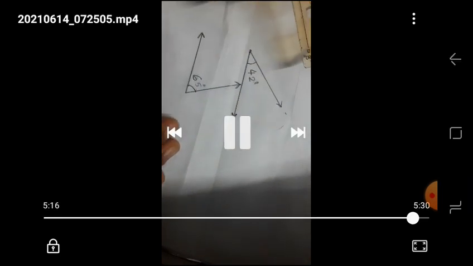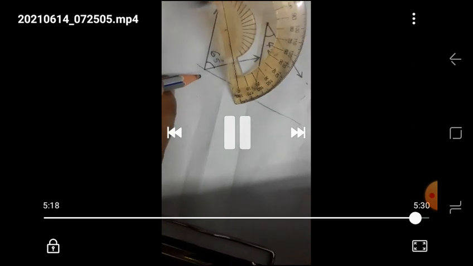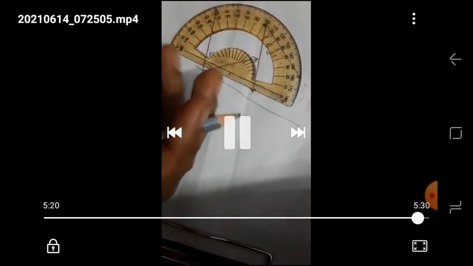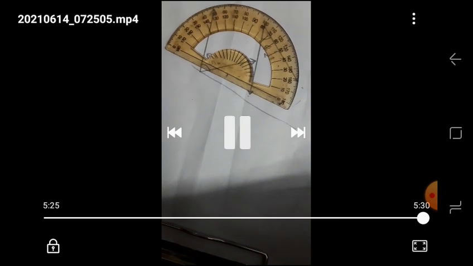Okay. So this way you can use the protractor to measure an angle. And last day I gave some work to draw some angles and a measuring angles activity. I hope everyone has done that.